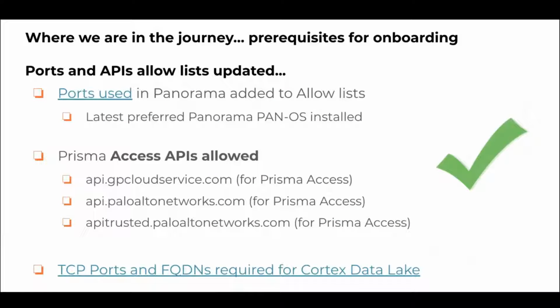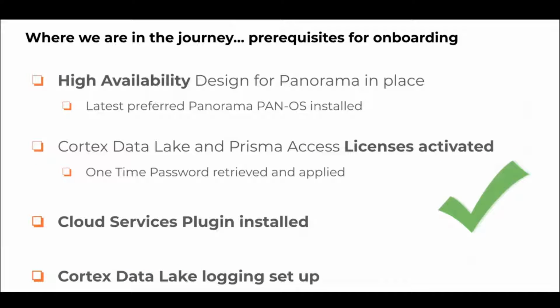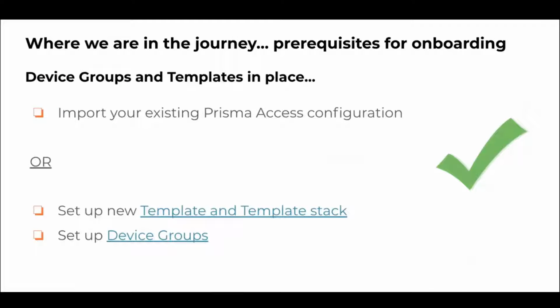At this point, your prerequisites for onboarding should be completed, which can include the following: ports and APIs allow list to be updated, Prisma Access APIs allowed, TCP ports and FQDNs required for Cortex Data Lake. HA designed for Panorama should be in place. Your Cortex Data Lake and Prisma Access licenses should be activated. Your Cloud Services plugin should be installed, and Cortex Data Lake logging should be set up. Also, your device groups and templates should be in place.